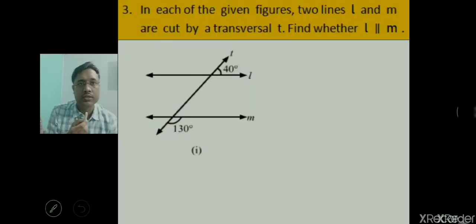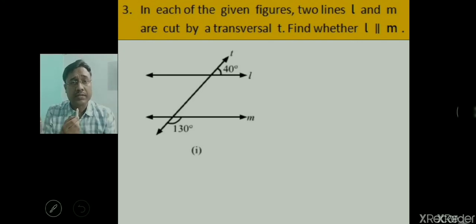Okay students, now in this question you can see in each of the given figures two lines L and M are cut by a transversal T, and here you have to find whether L and M are parallel or not. For that, the properties of corresponding angles or alternate interior angles should be valid, that is, alternate interior angles or corresponding angles should be equal. That means ultimately they should follow the properties of parallel lines.